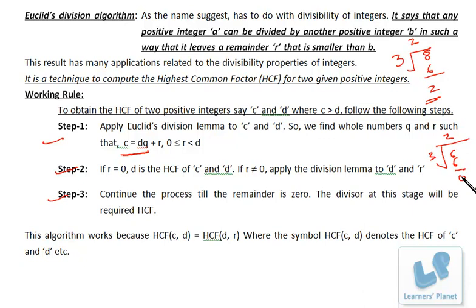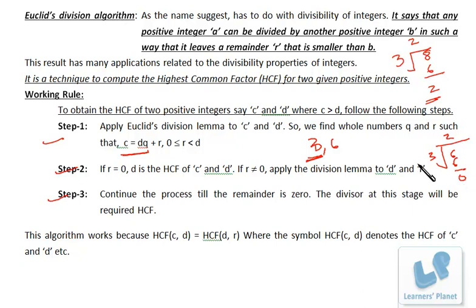So if the remainder is 0, that means this number is a multiple of this number, right? So if r is 0, that means the remainder is 0. That means the HCF of these two numbers, that is 3 and 6, will be this only, the smaller number only, right? So you got my point?